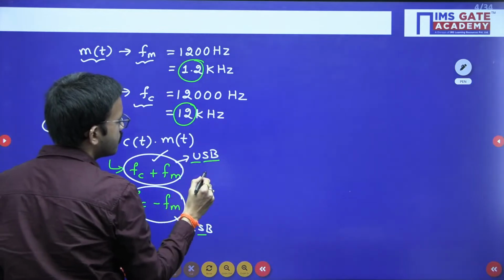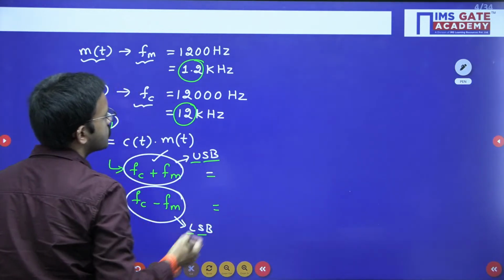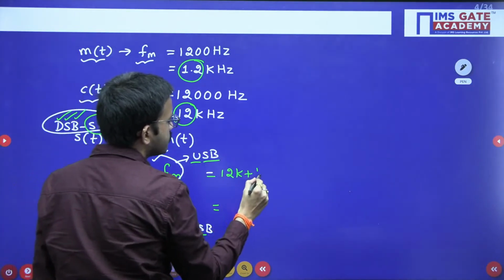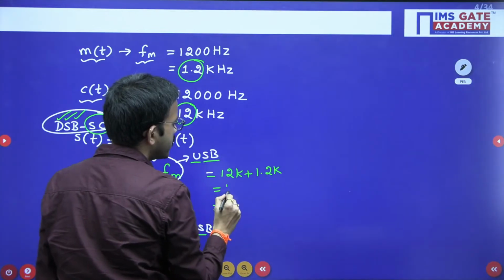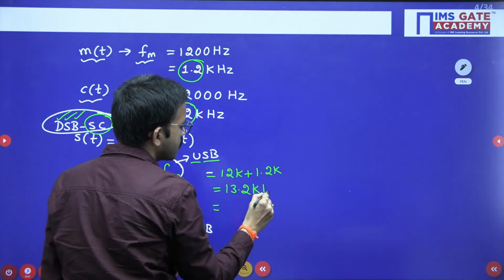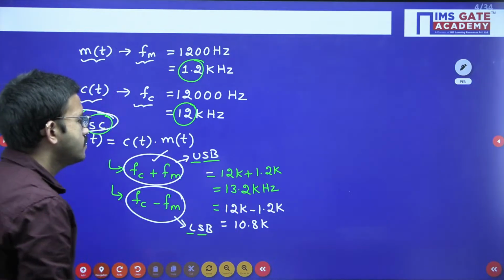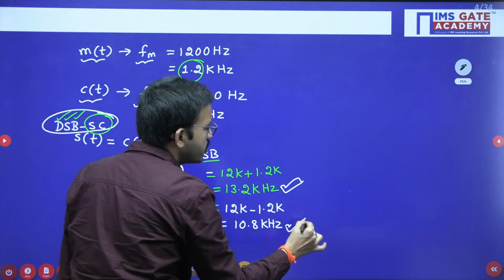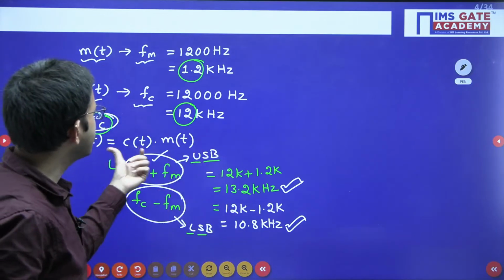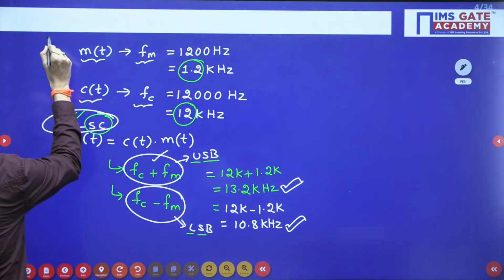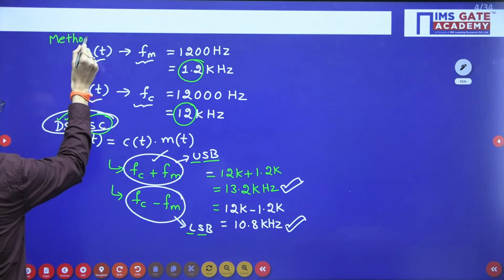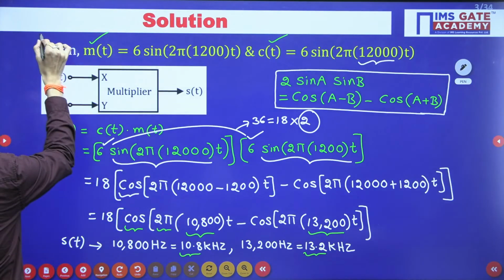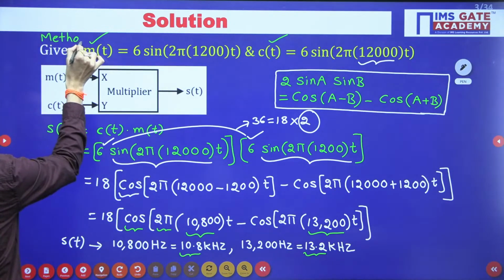Now you can just perform the addition and the subtraction, that's all. 12k plus 1.2k is 13.2 kilohertz, and 12 minus 1.2 is 10.8 kilohertz. Now tell me how much time it will take for solving this given question. This is method 2. Whatever we discussed earlier is method 1, but from method 1 only, if you observe carefully, the other method we have discussed is the direct step.